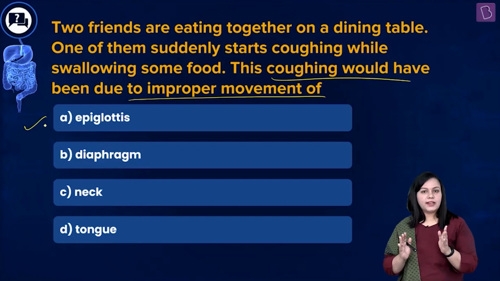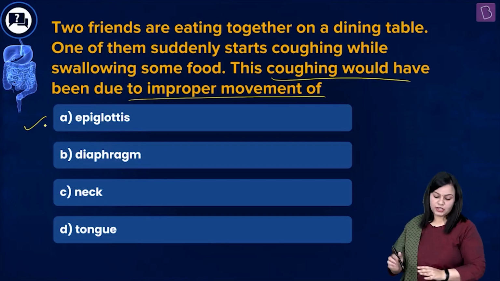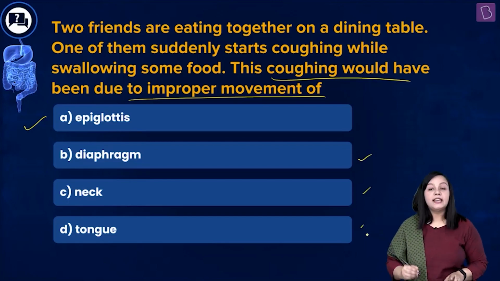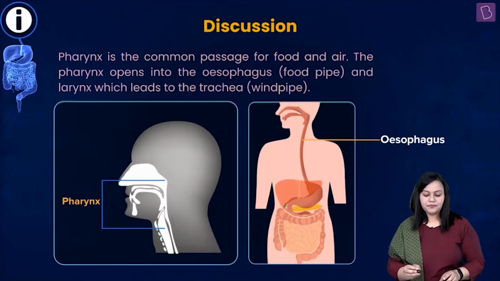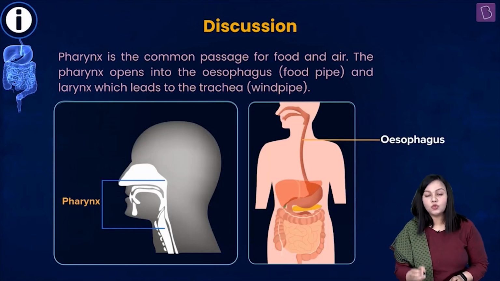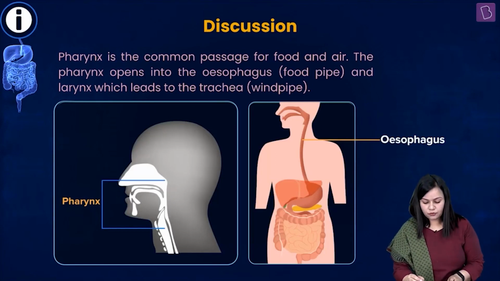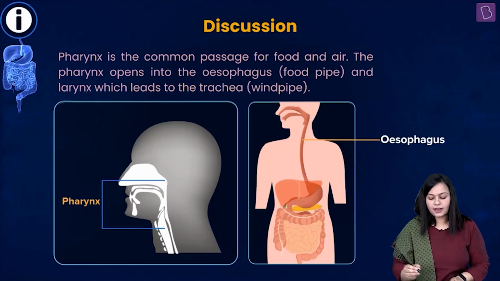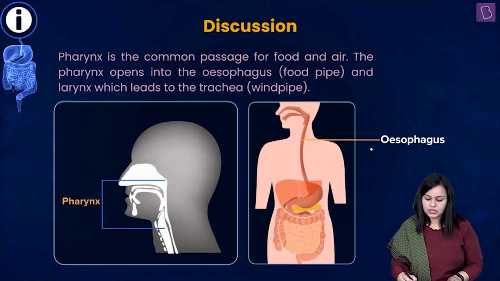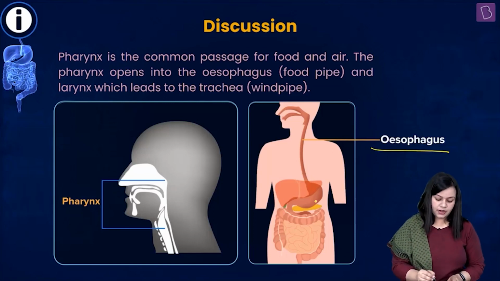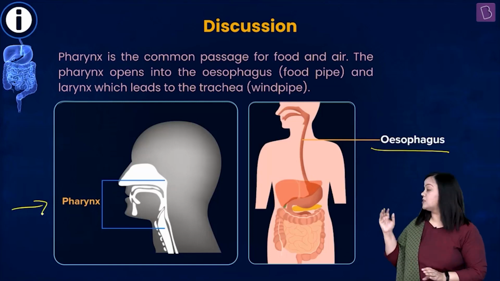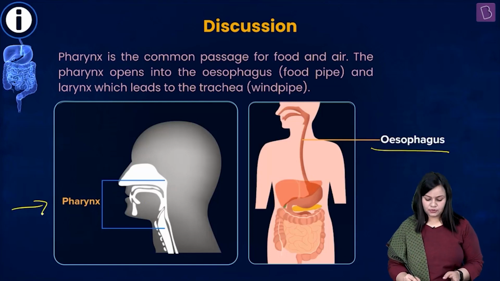Okay, let us quickly revise all the concepts related to this question and all the descriptions about the incorrect options as well. Fine. Pharynx is the common passage for food and air. The pharynx opens into the esophagus, that is the food pipe, and the trachea, that is the windpipe. As you see here, this is the food pipe which we are showing in this image, and the pharynx, as you see, is labeled in this image.